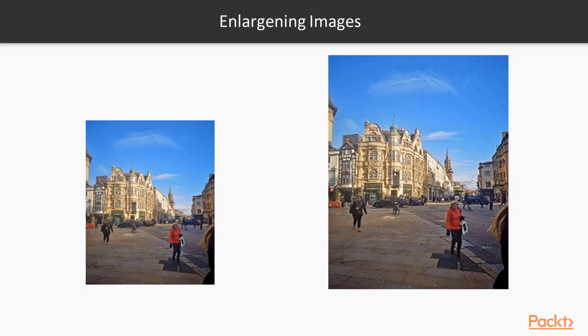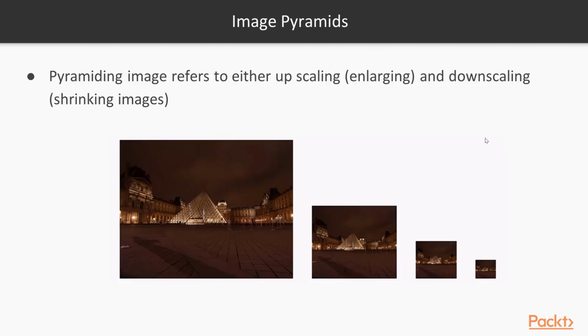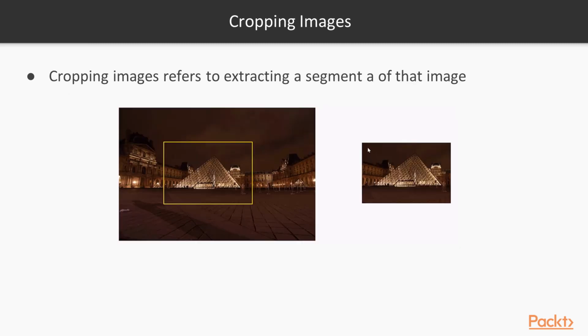So now let's move on to something a bit simpler, which is image pyramid. So pyramiding images refers to either scaling up, which is enlarging, or downscaling, which is shrinking images. And OpenCV provides a quick little function to do very quick resizing or scaling of images using the pyramid function. You'll see it in our code in the practical slide. However, now let's move on to something a bit more important and useful, which is cropping images.